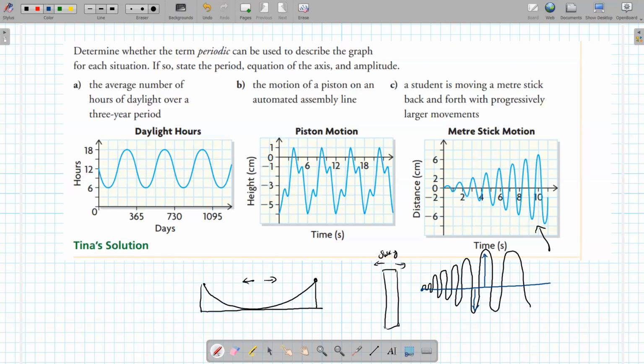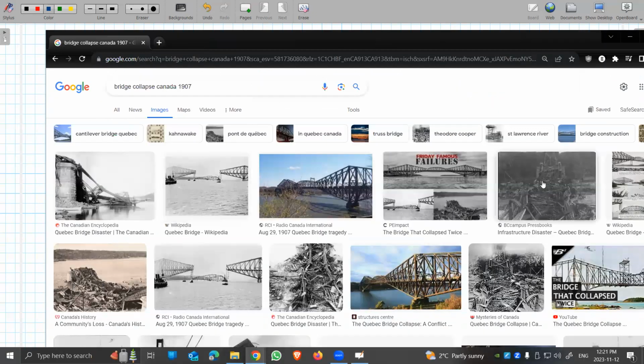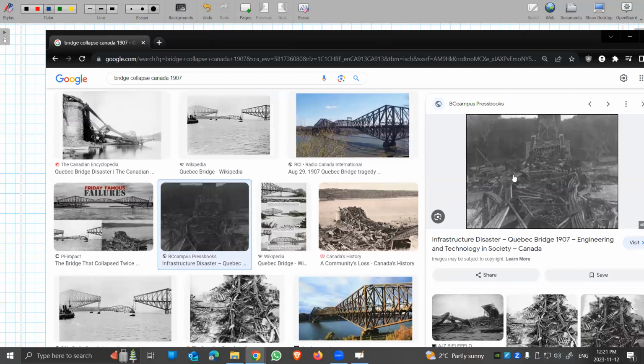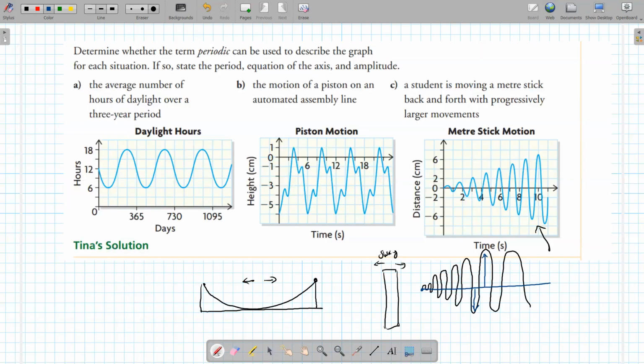I'm trying to find a nice picture. Yeah, something like this right here. And this is what it leads to. Because it sways back and forth, and now we have means to model this, which means we can add things to reduce the sway.